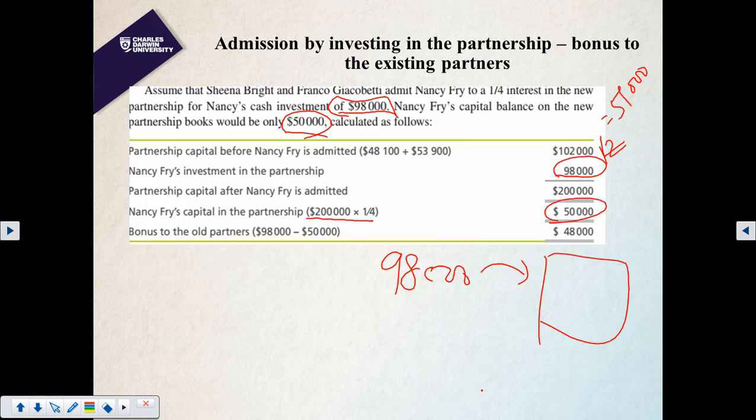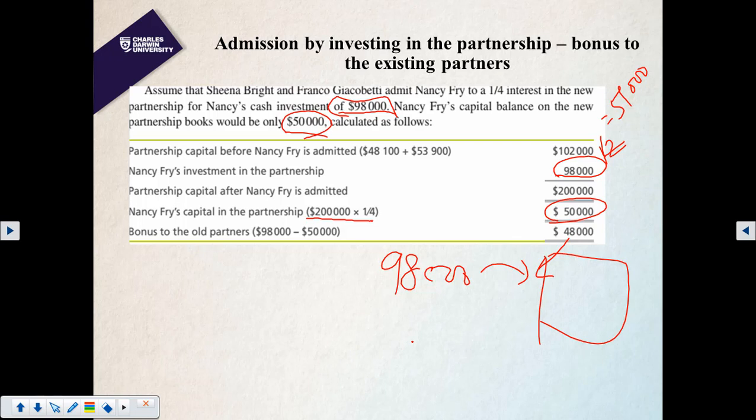Even though he is giving $98,000, officially we will be recording him as $50,000. The question is then, how about that additional $48,000? Where is it going? The bonus goes to the existing partners, the other two partners who are already in the business, who established this business. They will say, look, we divide this 48,000. So 24 will go to Sheena, another 24 will go to Franco. Have you got the point now?